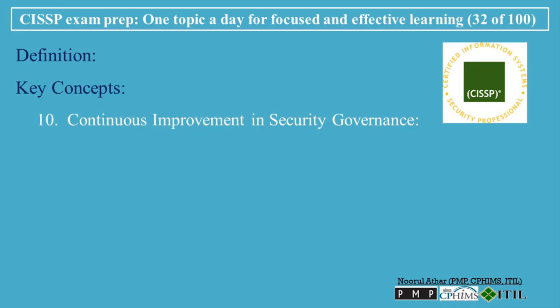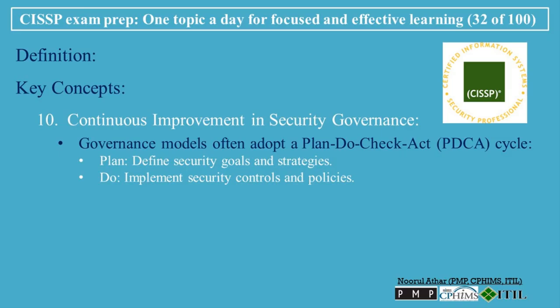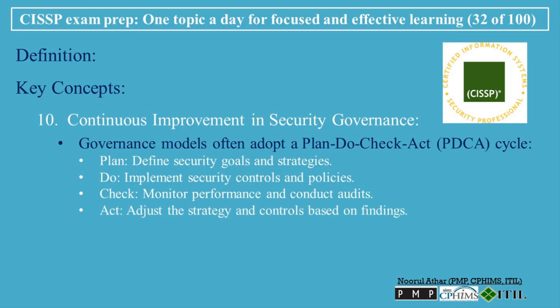10. Continuous improvement in security governance. Security governance frameworks promote a culture of continuous improvement, where security policies, controls, and practices are regularly reviewed and updated in response to changing business needs, evolving threats, and lessons learned from incidents. Governance models often adopt a plan-do-check-act (PDCA) cycle. Plan: define security goals and strategies. Do: implement security controls and policies. Check: monitor performance and conduct audits. Act: adjust the strategy and controls based on findings.